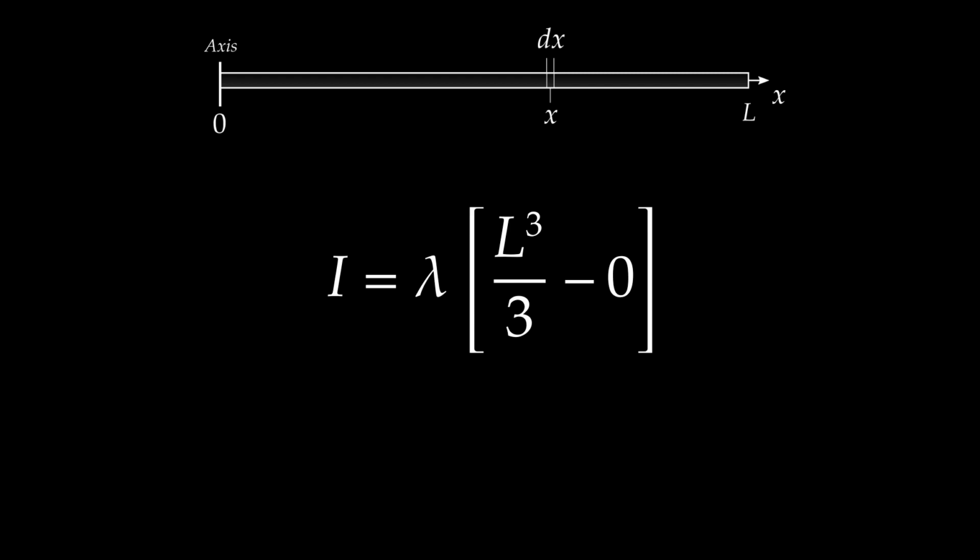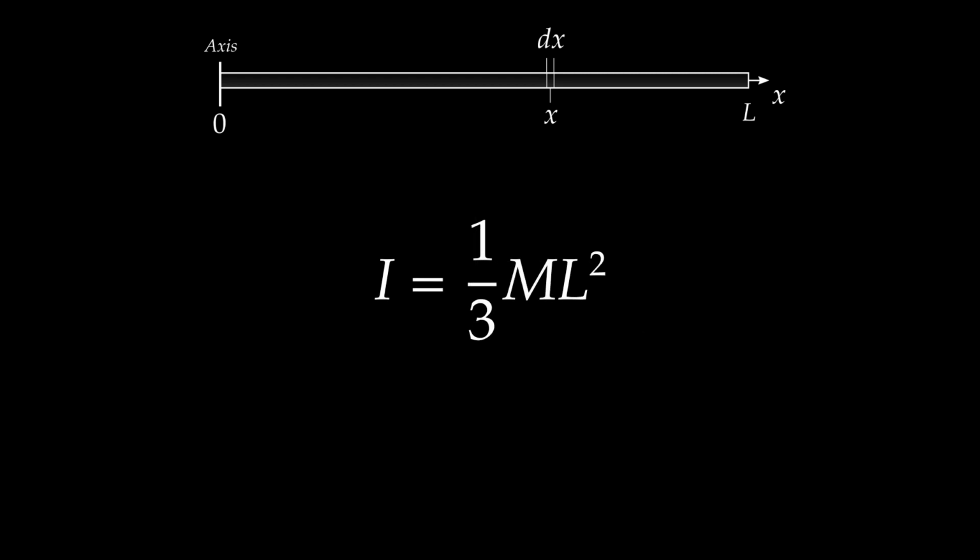Which gives me lambda L cubed on 3, and making the replacement that lambda is m over L, this becomes 1/3 m L squared, because the L cancels. So you see what's happened. When I compute the moment of inertia of the uniform rod about one end, I get a different fraction out front. I still have my ml squared, but a different fraction. Notice that the moment of inertia about the center of mass position is smaller than the moment of inertia about one end.